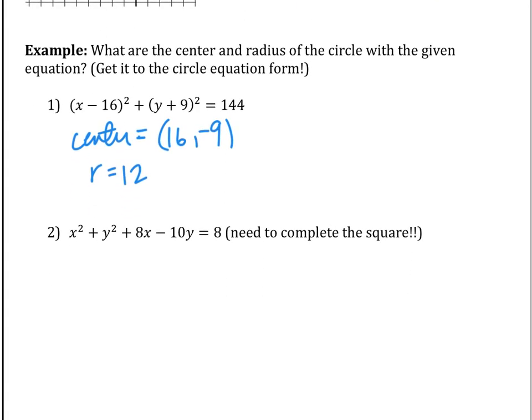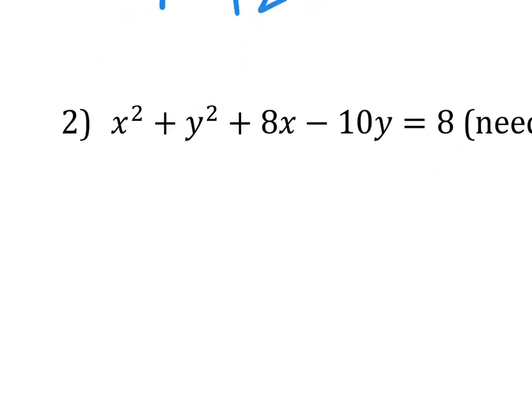All right, number 2. This is where we need to complete the square. If it's not in our nice circle form, we need to complete the square. There are 2 things that are squared. Like the parabola equations, only one thing is squared. That's how you know it's a parabola. When it's a circle, 2 things are squared. So what we're going to do is group them together. The x's together, the y's together.